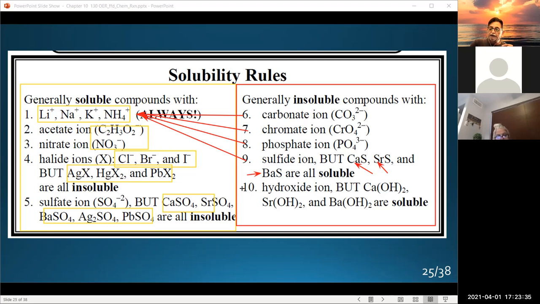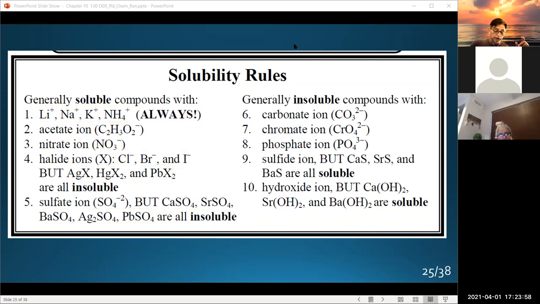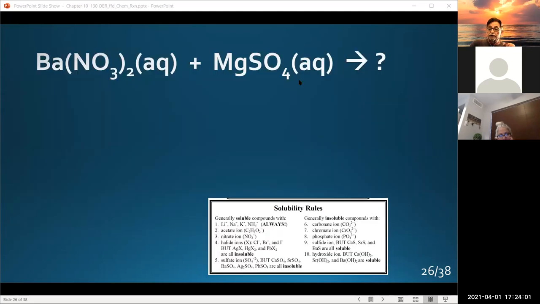Okay, and then finally, the hydroxide, same thing. Normally insoluble unless they're bonded to the big four and also to calcium, barium, and strontium. Again, there are 7 examples of soluble hydroxides. All the other hydroxides are insoluble. Okay, so that's a rehash of the solubility rules. With that being the case, let's take a look at this double displacement reaction. We need to determine whether this reaction would proceed, and we do that by determining whether the products are soluble or insoluble.